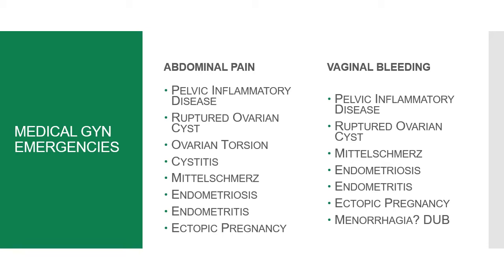As I mentioned before, the primary causes of problems in people during the reproductive years who have female reproductive organs are abdominal pain and vaginal bleeding. So we're going to go through some of these and just talk about what they are and how they might present and what our priorities of care will be.